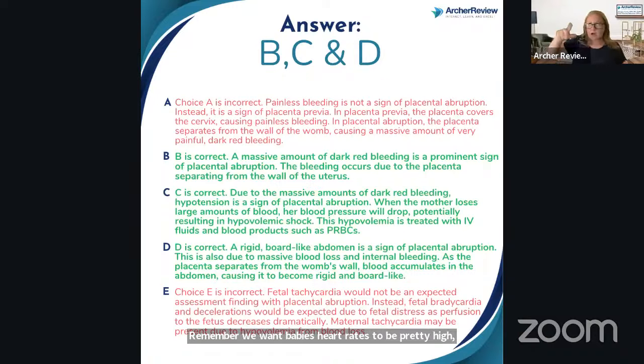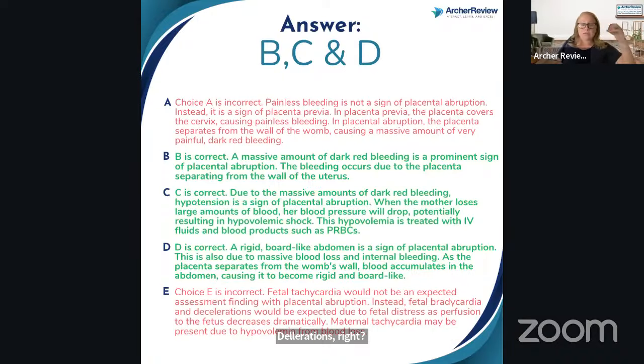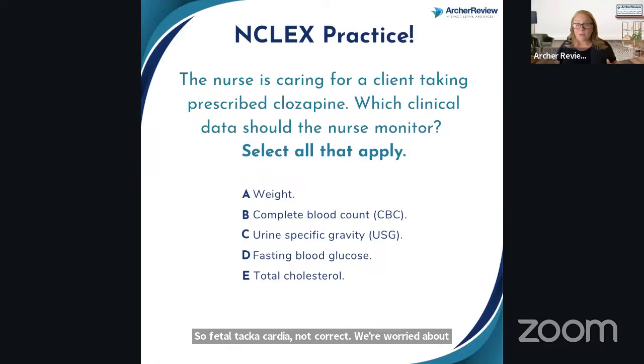Remember in our fetal heart rate lecture, if you watch our on-demand videos at Archer, we talk about decelerations, right? When the heart rate slows down, and that is super dangerous. We get really, really worried about that. So fetal tachycardia, not correct. We're worried about bradycardia. That's officially the halfway point.